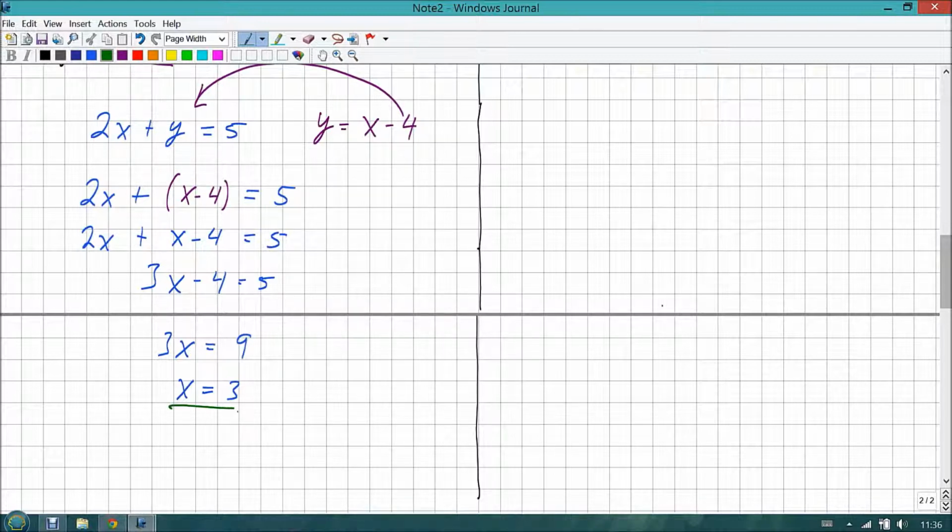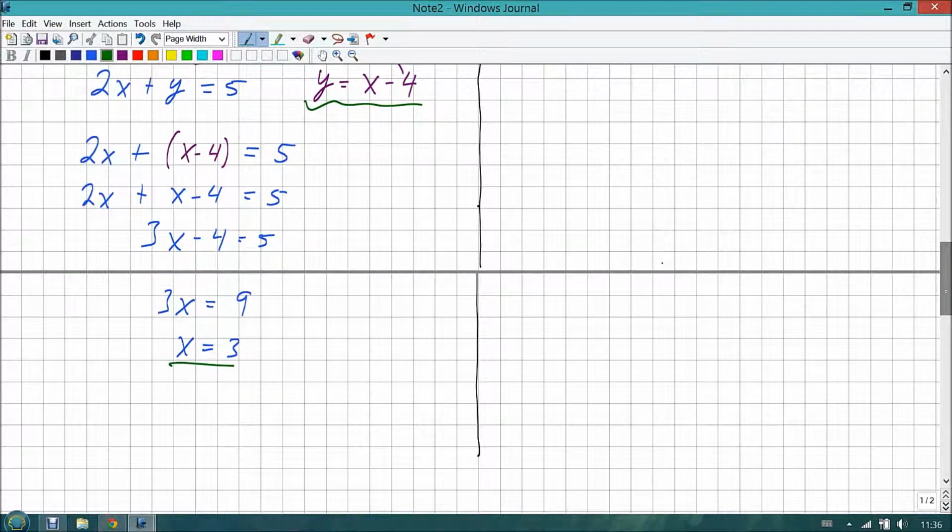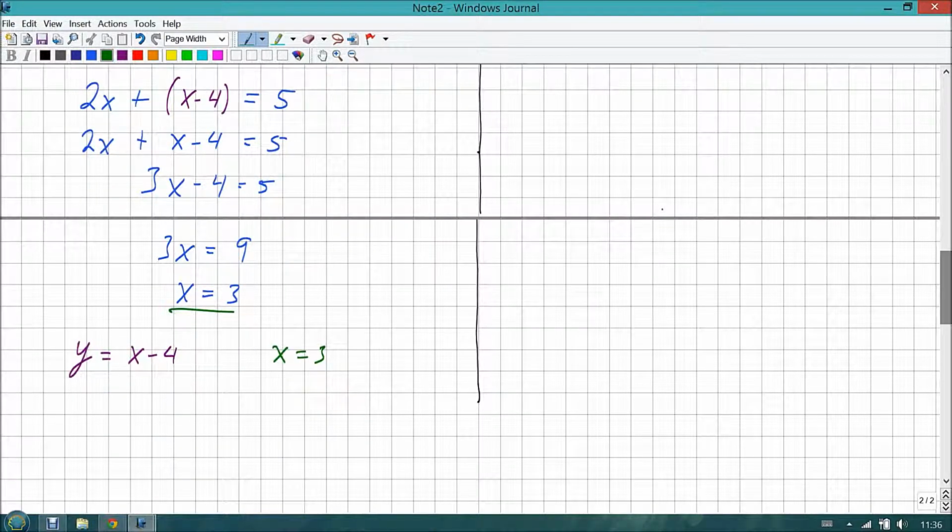So I'm going to take this x of x is equal to 3, and I'm going to plug it back into my other equation. So right now my equation is y is equal to x minus 4, but my x is supposed to be equal to 3. So I plug in 3 for x, and I have y is equal to 3 minus 4, which of course is y is equal to negative 1.